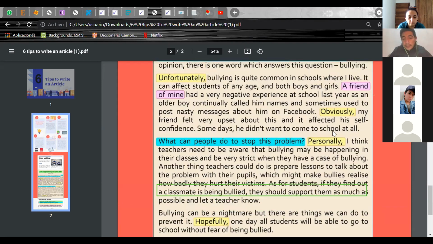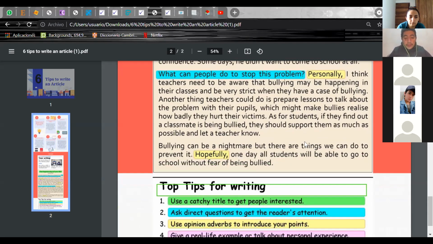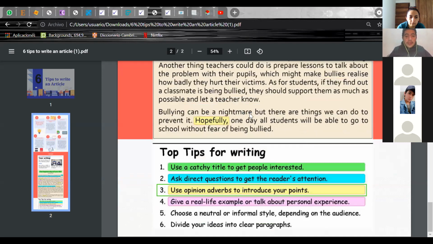As you can see in here, personally, I think teachers need to be aware that bullying may be happening in their classes and be very strict with them when they have a case of bullying. So in this case, we're introducing a personal opinion. So if you want to introduce your personal opinions in your article, you can use these words.